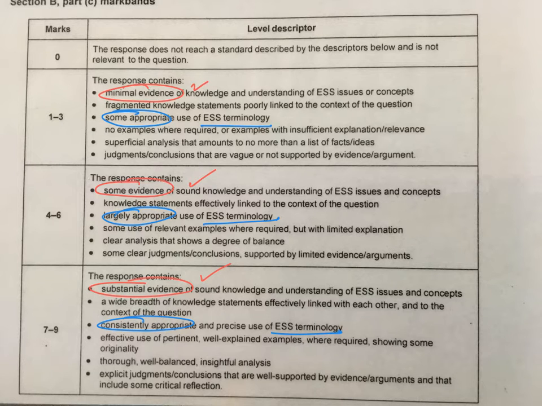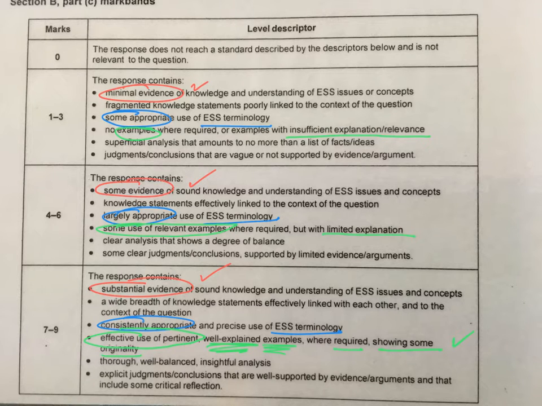Okay? Another important strand on this list is going to be examples. So no examples, insufficient explanation or relevance. Some use of relevant examples with limited explanation. And to get a 7-9, you've got to use effective use of pertinent, well-explained examples required, showing some originality. This is one of the hardest things to get to because you want to show originality.